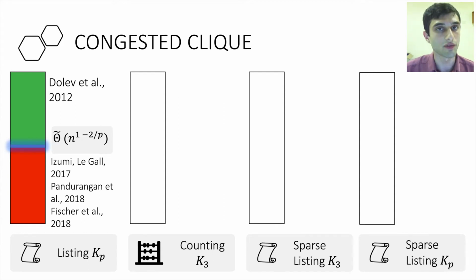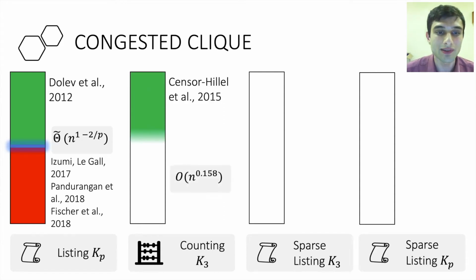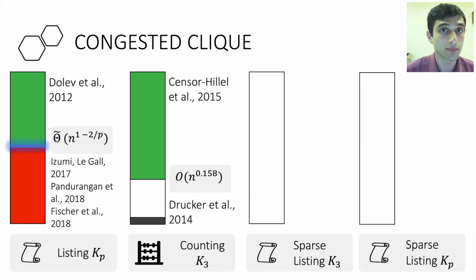For the case of K3, however, it was shown that it's possible to count K3 much faster using algebraic methods and matrix multiplication. However, problems in the congested clique which have small output pose difficulties in showing lower bounds for them, as lower bounds for these problems would imply lower bounds for circuit complexity. And so no lower bounds are known for K3 counting in the congested clique.